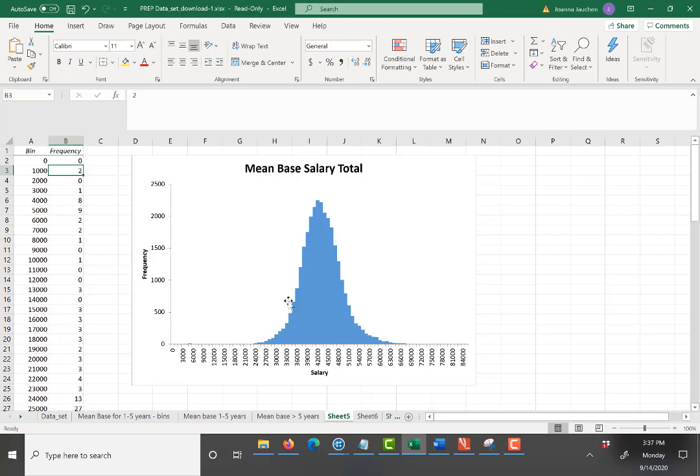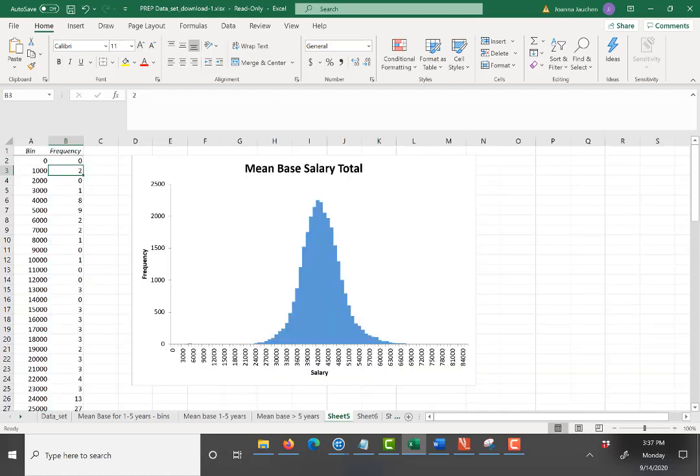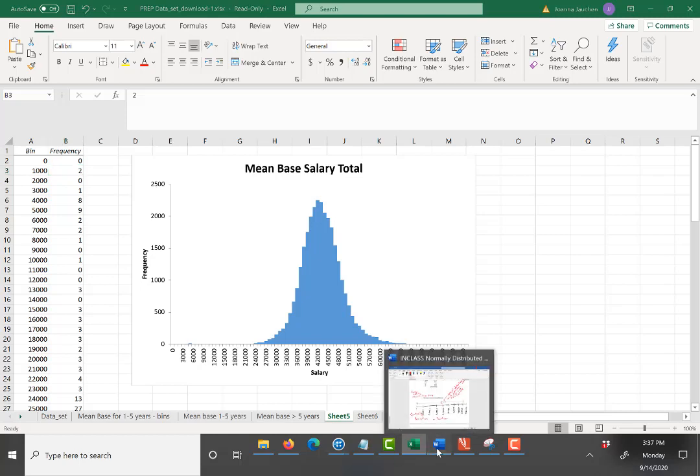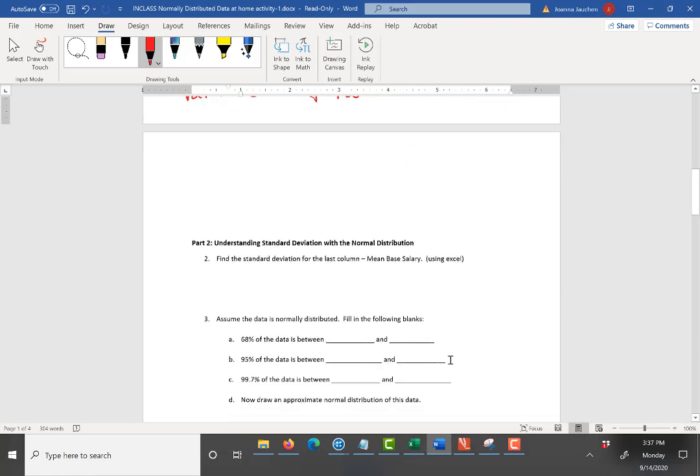And then I graphed it, and I get something like this. Now, this is, again, approximately normal, because it's not smooth. It's not exactly symmetric, right? If I look back at what I found, the mean and the median are close, but not exactly the same, right? But this is approximately normal. Okay, so then I'm going to use Excel to calculate the standard deviation for this activity.